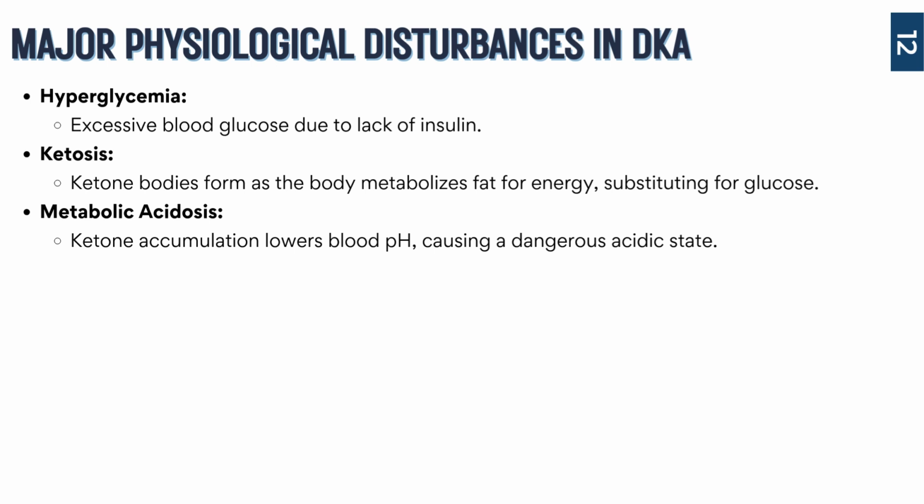The third disturbance that is a hallmark sign of DKA is metabolic acidosis. This occurs as ketones accumulate in the bloodstream. Ketones are acidic, and their buildup lowers the body's pH, leading to acidosis. In healthy individuals, the blood pH is tightly regulated between 7.35 and 7.45. But in DKA, this balance is disrupted, and the pH can drop below 7.3, making the blood more acidic.